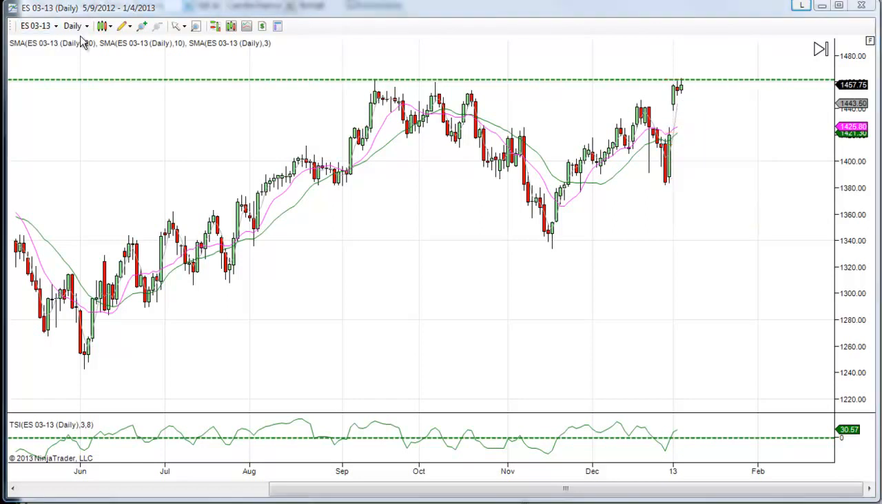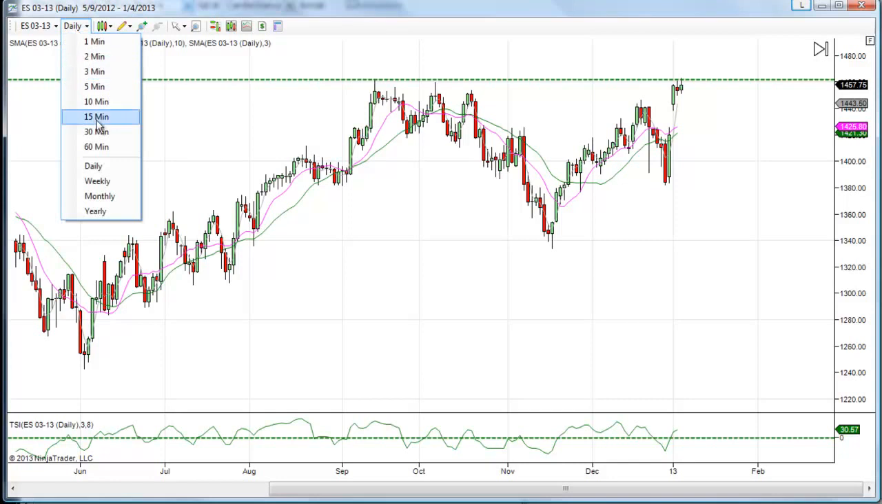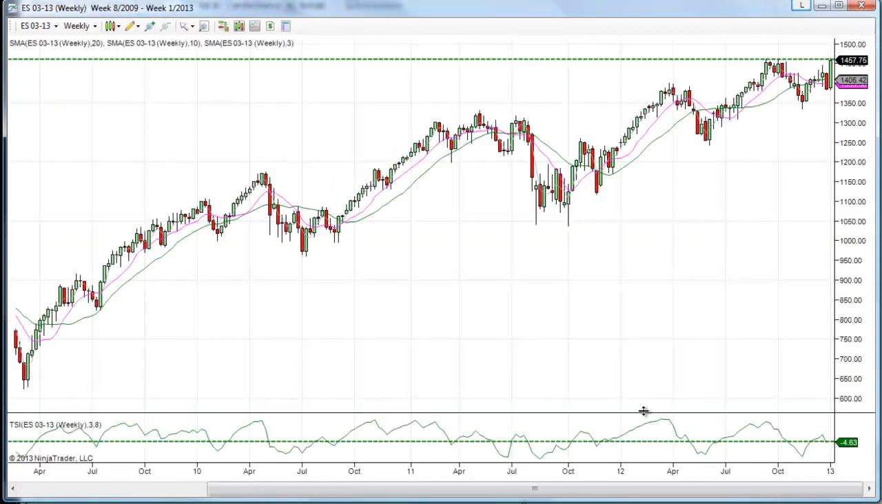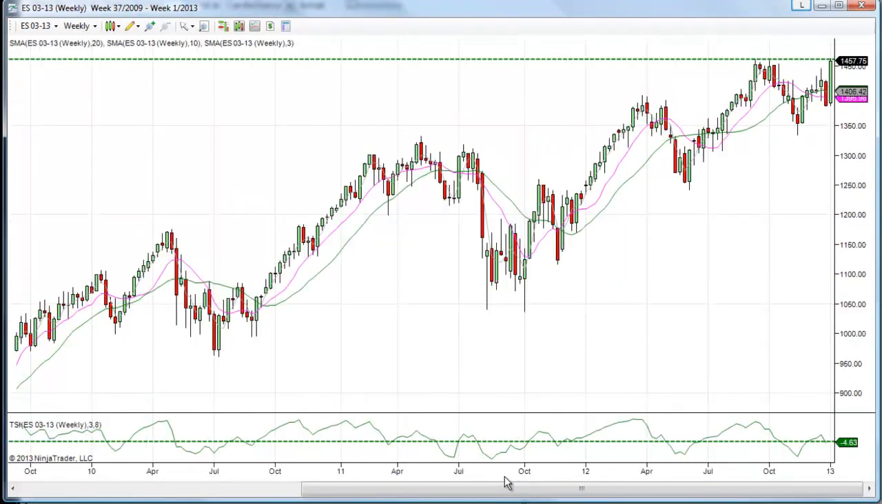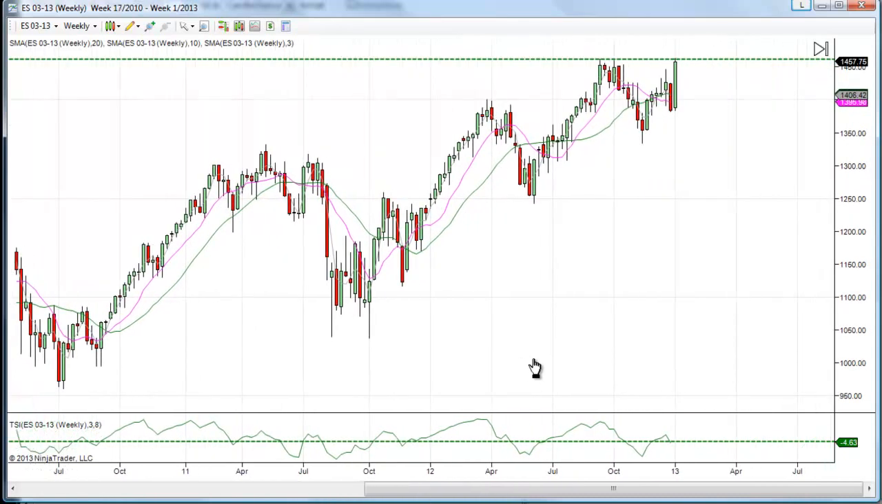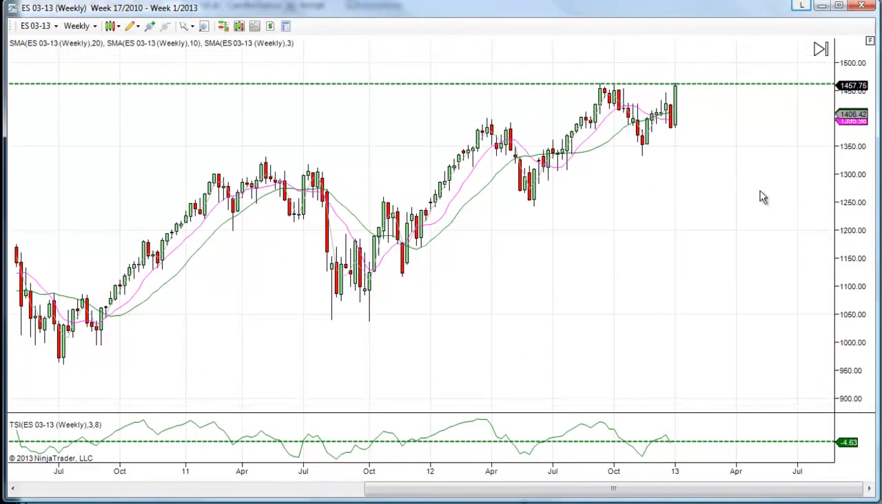Okay, taking a look at the weekly, the one thing that I want to point out here is that on the S&P and the spiders, we had a bullish engulfing candle here on the weekly. This is still a very strong candle and strong bullish performance from the bullish camp.